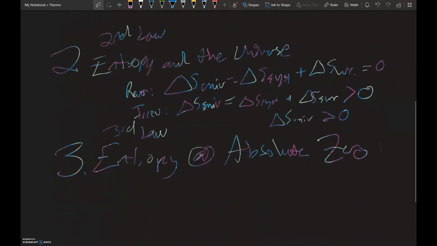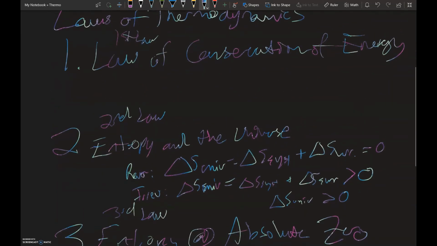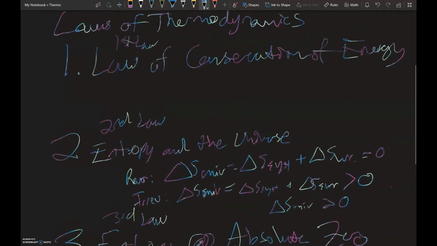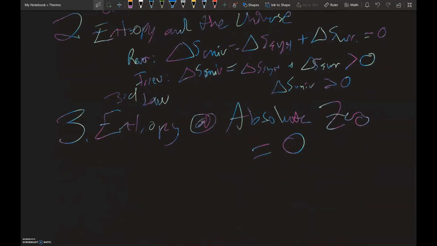Now, the third law of thermodynamics, and we're going to get back to this in a future video, but for now, let's just get it on the table, because there are 3 laws of thermodynamics. The third law is that the entropy at absolute 0 is equal to 0. I'm not going to go into details why that is right this minute, but I just wanted you to understand that there are 3 laws. These are the 3 laws that we have to work around pertaining to the laws of thermodynamics.